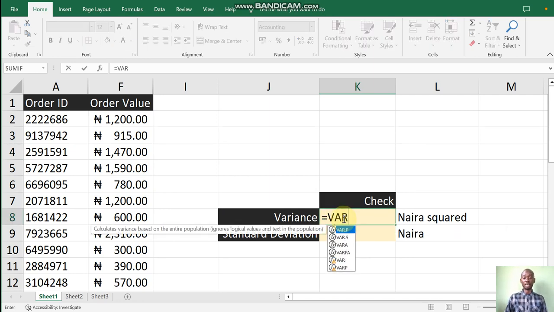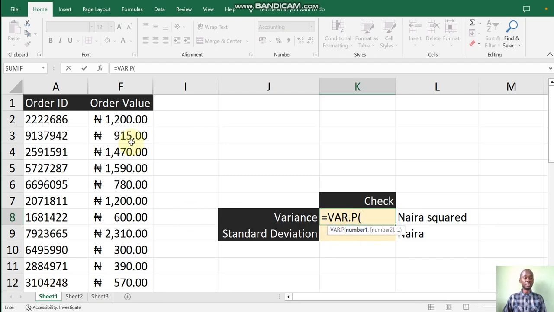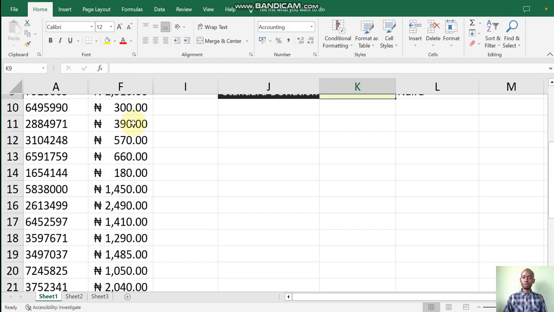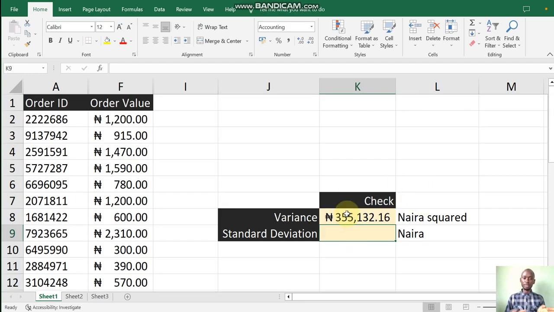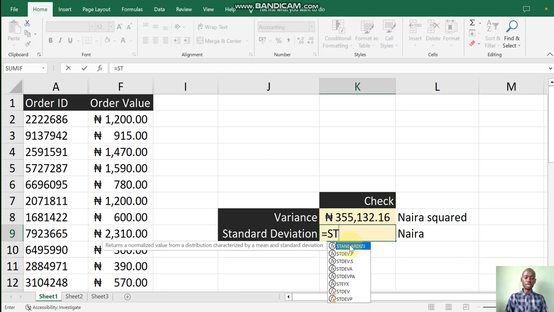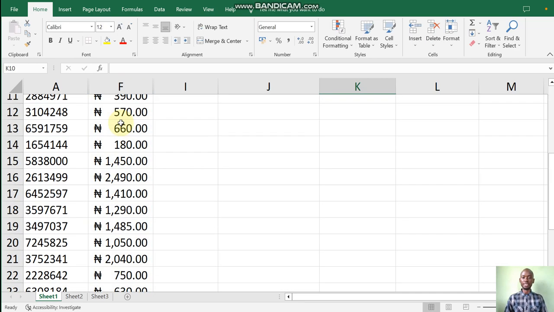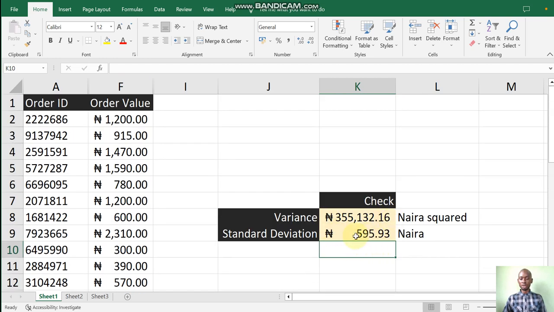So for us to calculate the spread of this data set, we first of all calculate the variance using VAR.P. We use VAR.P to calculate the variance of this data set. We hit enter. Then the variance of this data set is about 355,132 naira 16 kobo. Now to calculate the standard deviation of this data set, we use STDEV.P. Then you highlight the order values, close the bracket and hit enter. So now the standard deviation of this data set is 595 naira 93 kobo.